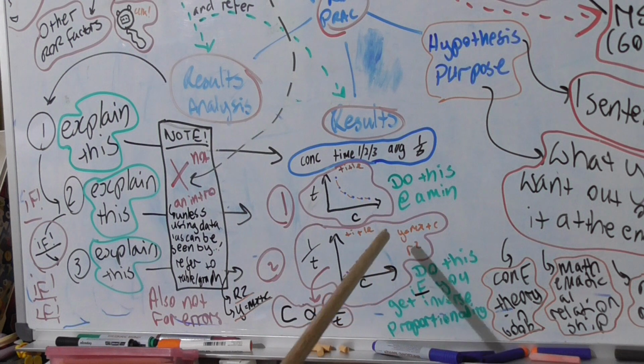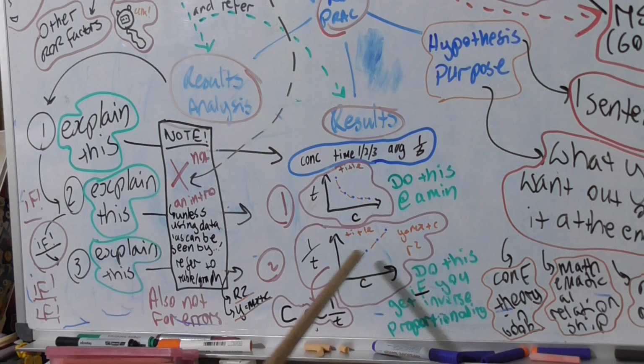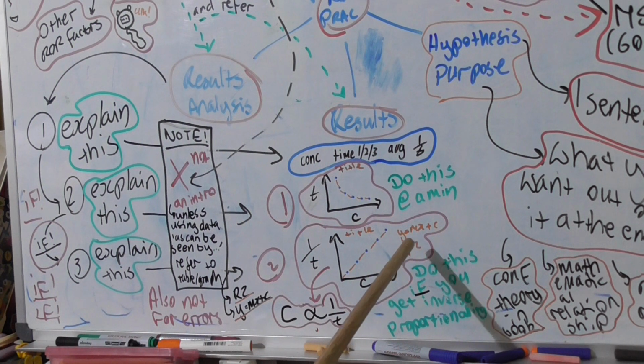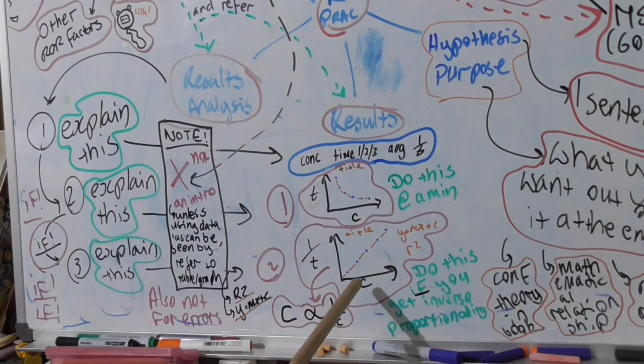Remember, m is the gradient of the line, y, which is the y-axis, is 1 on t, x is going to be the concentration, and then plus c is your y-intercept. So, you know, when there's no concentration, there should be no time. I mean, what's 1 divided by 0? You know, so it's really supposed to go through the origin. If it doesn't go through the origin, well, you've probably got a systematic error. If the dots are all over the space, you've probably got a random error.